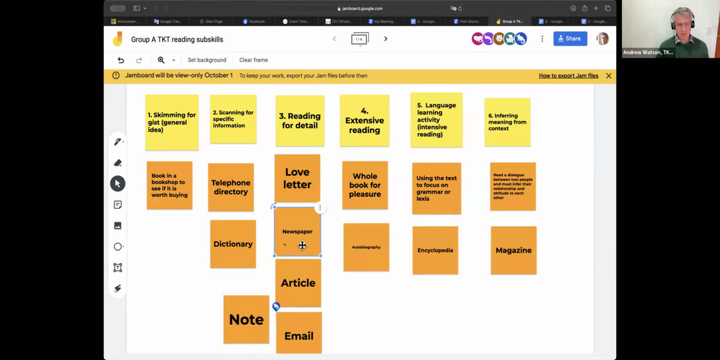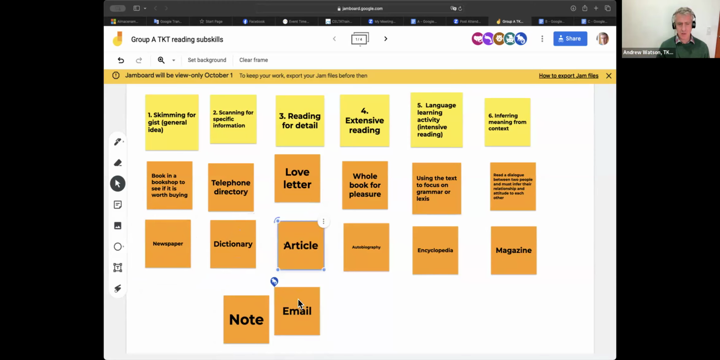And a newspaper, we normally start by skimming, looking at the different headlines to see if an article interests us. So I'll probably put that there. Yeah, an article and an email often contain details that we have to read closely. Whole book for pleasure, autobiography, yes.